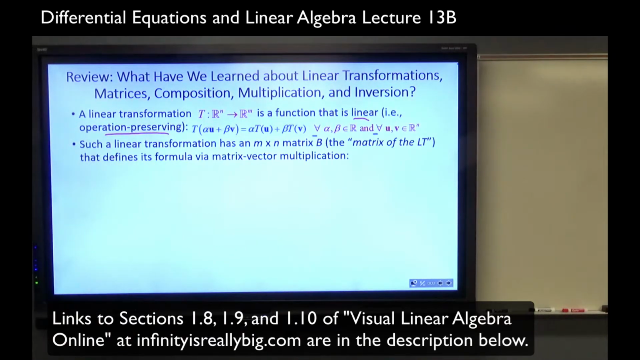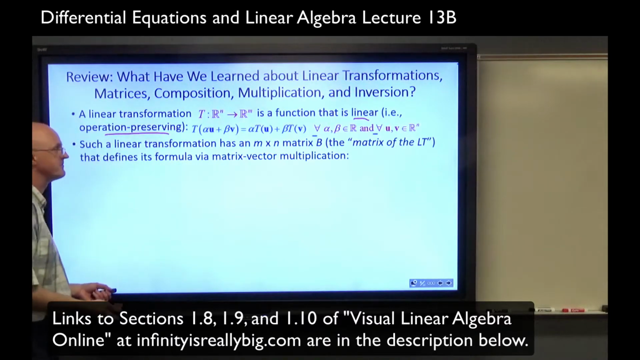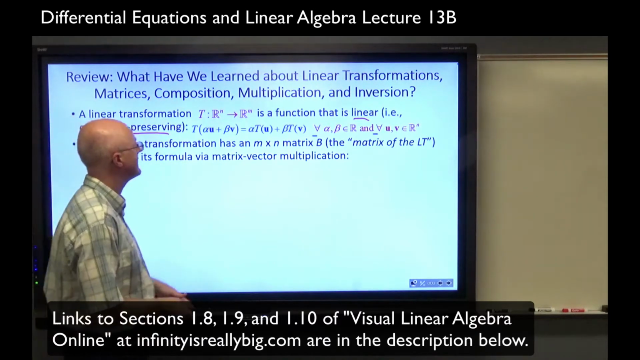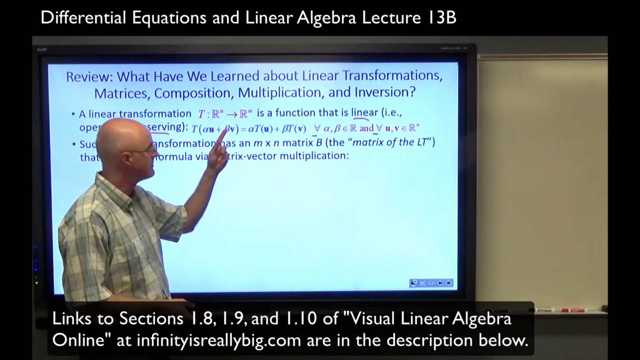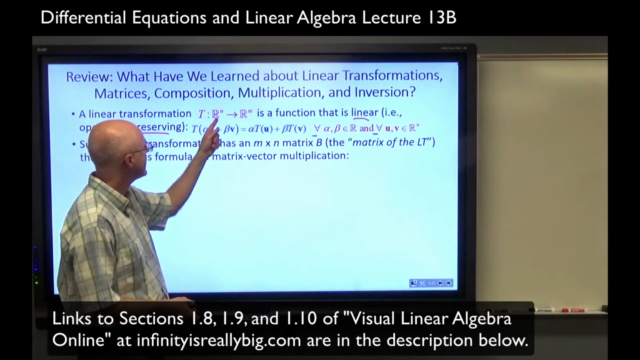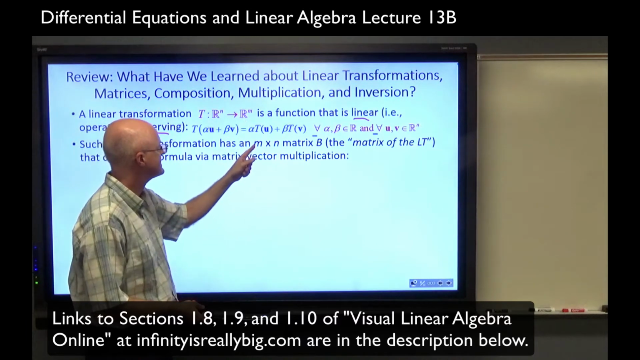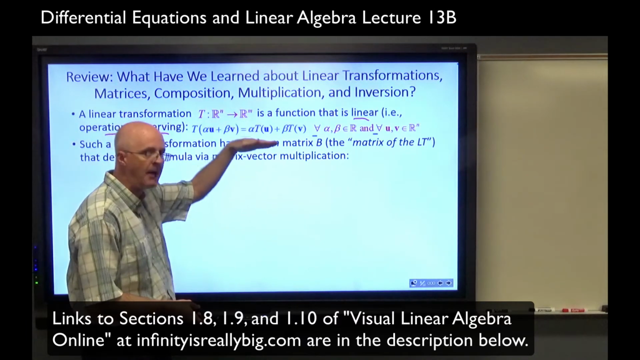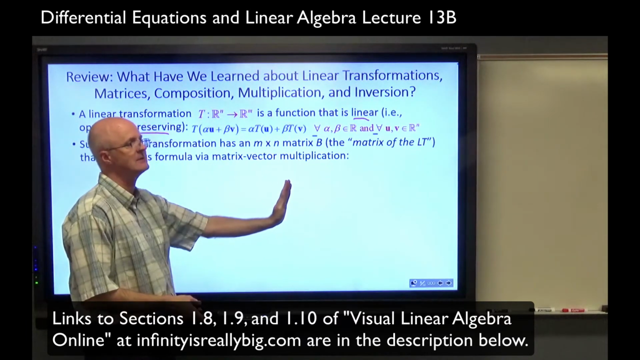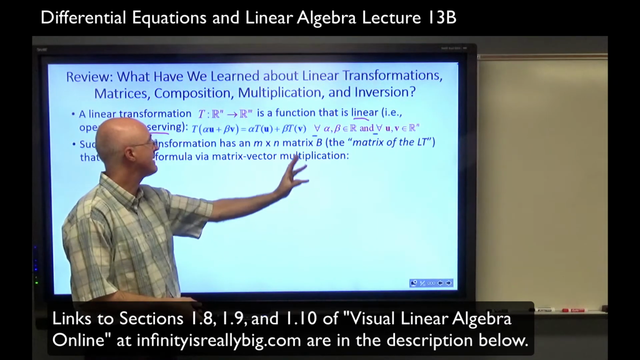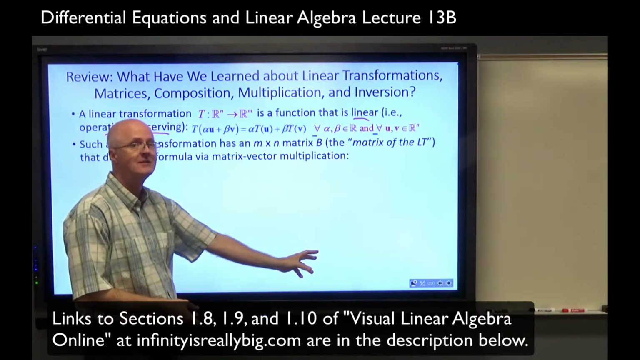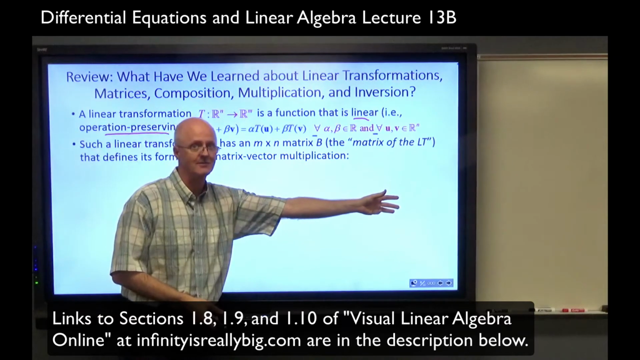Such a linear transformation, as we've talked about, has a matrix. And the order of the n and m gets switched. The domain is n-dimensional space, the codomain is m-dimensional space. That means its matrix has to be m by n, m rows and n columns, because we're going to multiply it by an n-dimensional vector to get an m-dimensional vector. That's why.